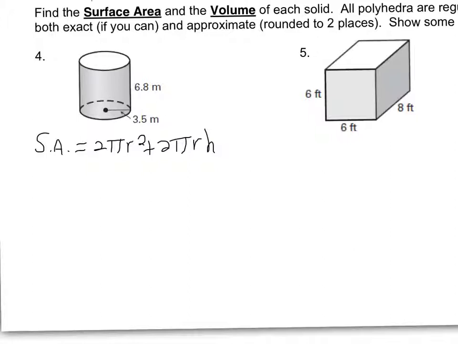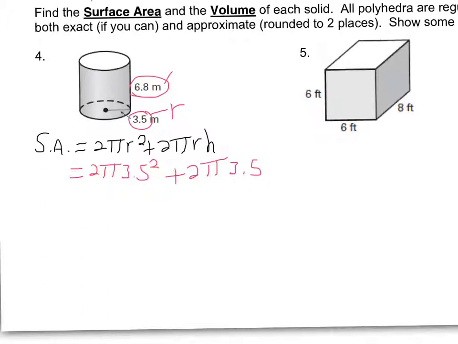So to fill that in, we would say 2 pi, and then r squared is 3.5 squared, since 3.5 you can see is the radius, plus 2 pi r, so 2 pi 3.5, times the height.